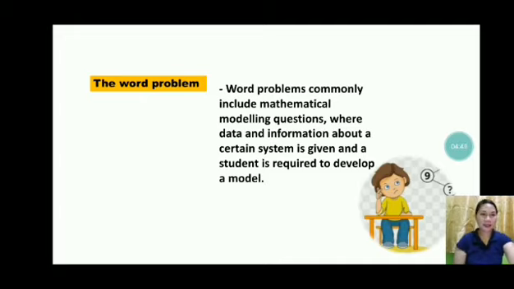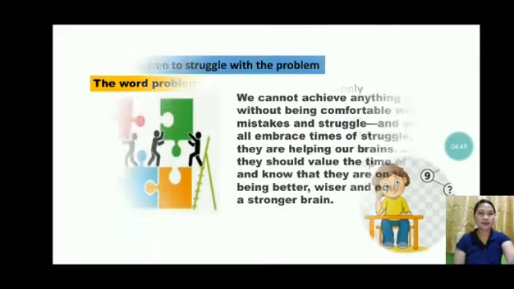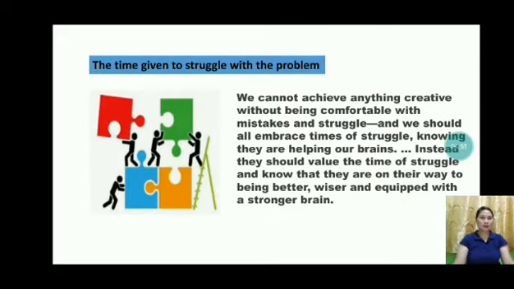Let's turn to number 2: the time given to struggle with the problem. The goal is for the students to collaborate and share their ideas with each other to come up with a solution. Encourage the students to use their previously learned knowledge and skills to solve the problem, and to communicate their ideas with their classmates through words, equations, and/or illustrations.